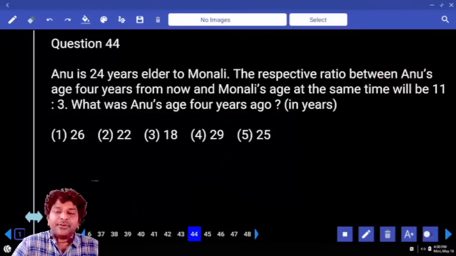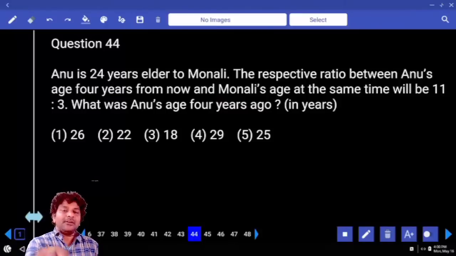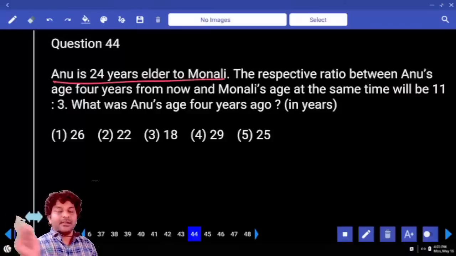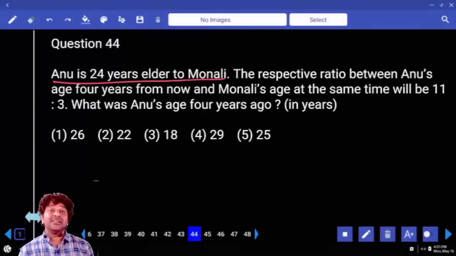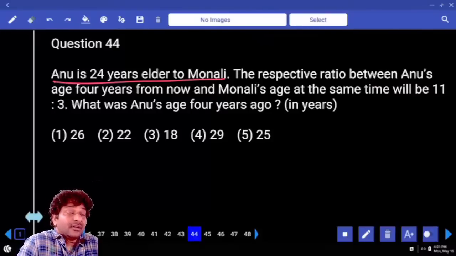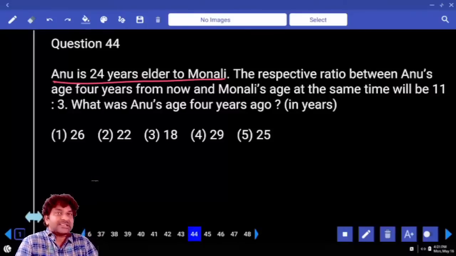Anu is 24 years elder to Monali. From this, what can be concluded? The difference of their ages is 24. When is their age difference 24? When? Always, any time, their age difference must be equal to 24.